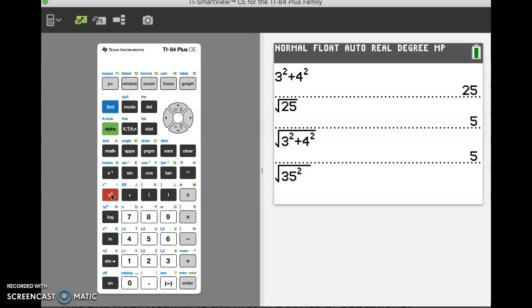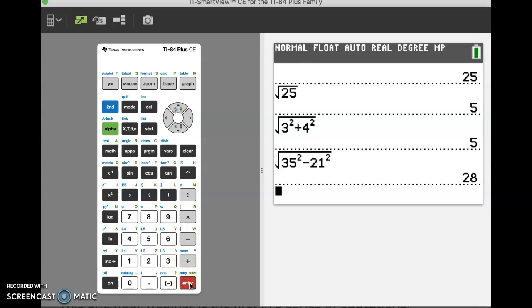And since we're looking for a leg and we already have the hypotenuse, we're just going to subtract now instead of adding. I'm going to subtract the square of that leg. So we're going to subtract 21 squared. And look, our missing leg is 28 units long. So basically what we did there is we did c squared minus b squared. It would have given us a squared, and we would have had to take the square root.